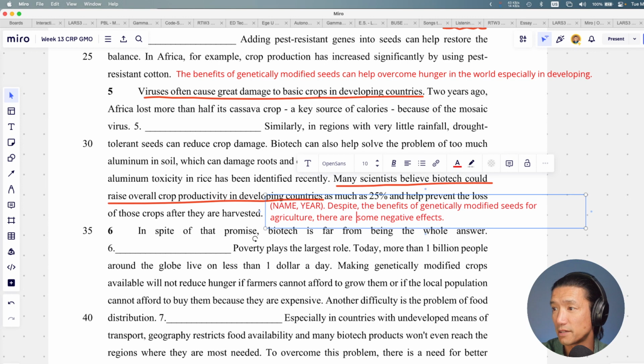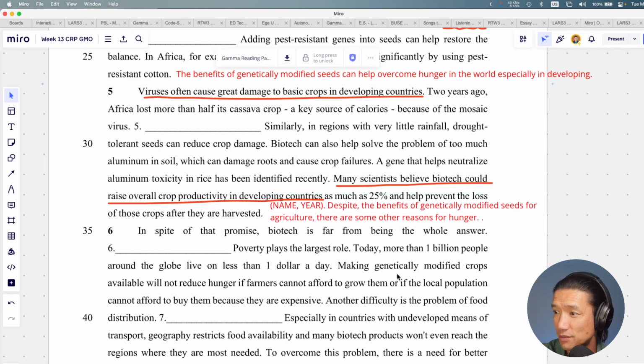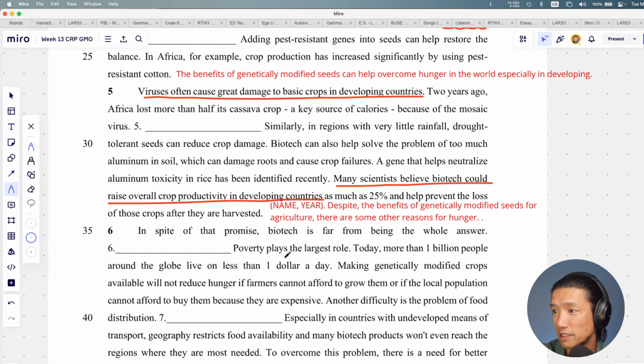There are some other reasons for hunger. Well, duh. Poverty plays the largest role. Today, more than 1 billion. See, this is not a good topic sentence. It's far from the whole answer. Maybe it'll mention a bunch of things. Let's see. Poverty plays the largest role.